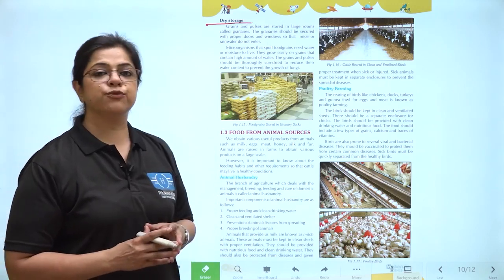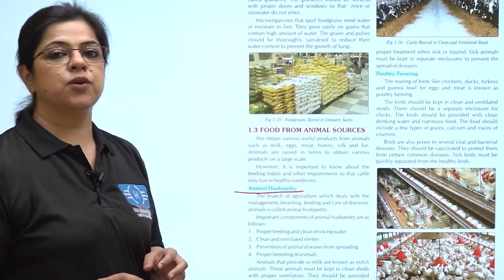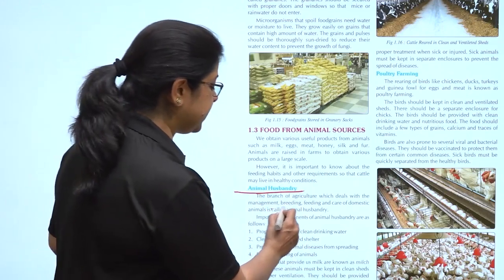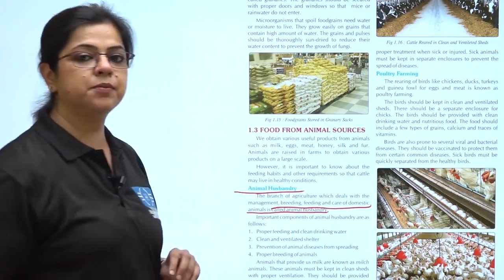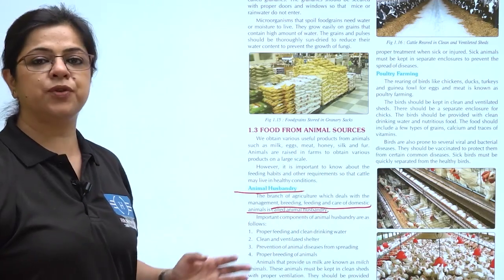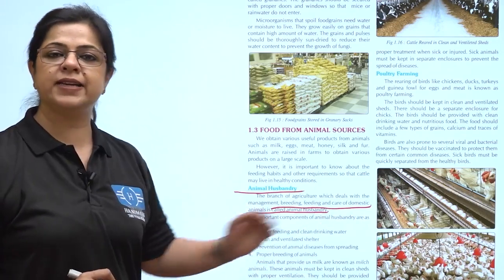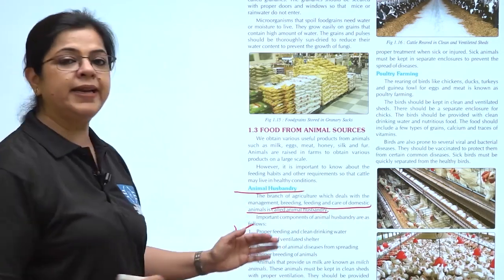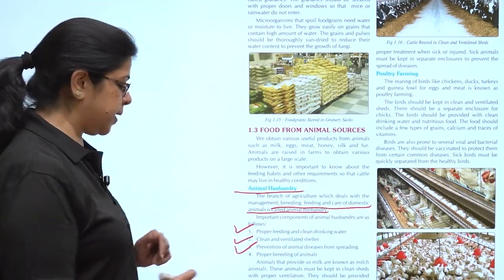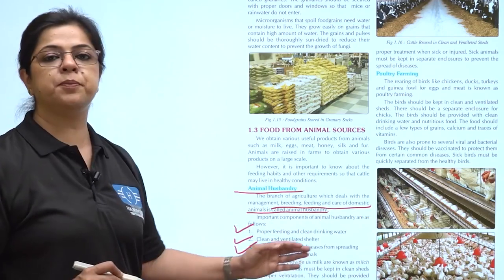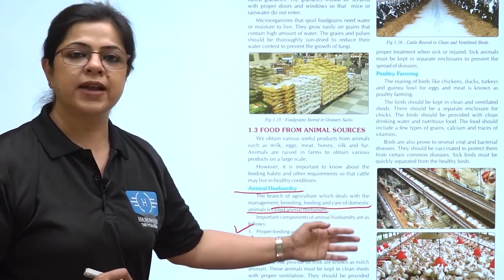Let us now understand the food from animal sources. The branch of agriculture which deals with the rearing of animals, breeding, feeding, and care of domestic animals is called animal husbandry. In animal husbandry, there are a few things that are taken care of. Number one, proper feeding and clean drinking water. Number two, clean and ventilated shelter. Number three, prevention of animal diseases from spreading. And the next one is proper breeding of animals, which is very important to ensure the continuity of life cycle.